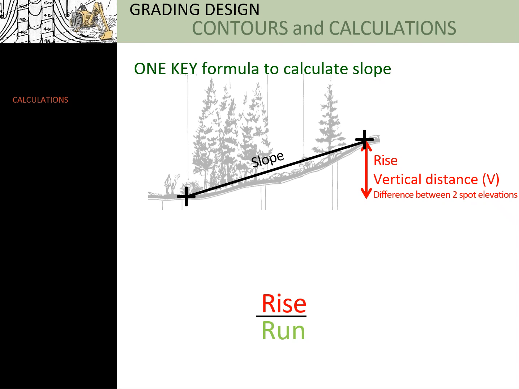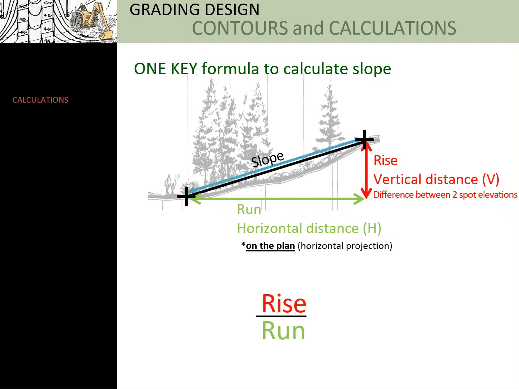Run refers to the horizontal distance between the two spots, shortened to H. Here please note that it's not the same as the actual distance measured on the ground, shown in blue. Instead, it is the projection on the horizontal plane, so it can be measured on the plan.